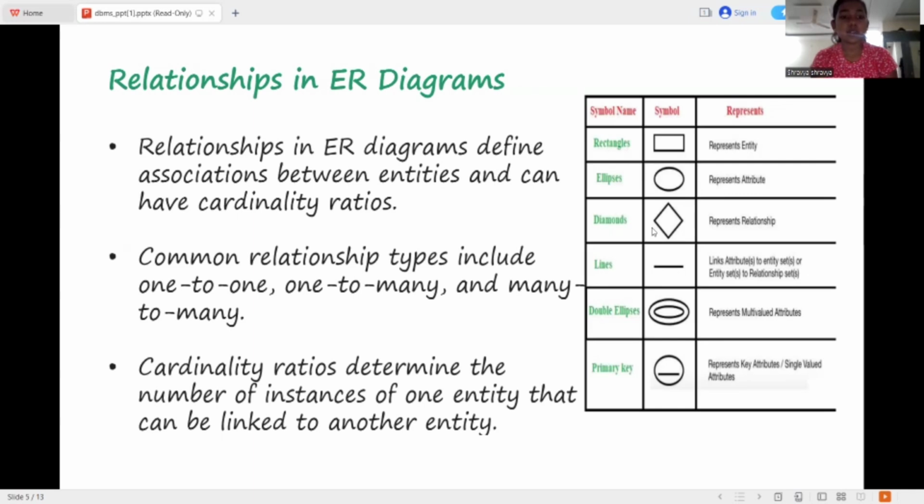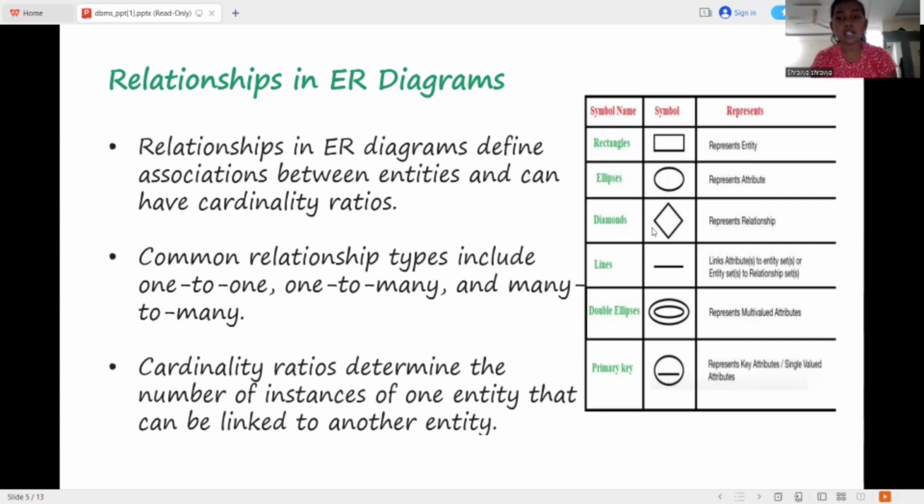Relationships in ER diagrams define associations between entities and can have cardinality ratios. Common relationship types include one-to-one, one-to-many, and many-to-many. Cardinality ratios determine the number of instances of one entity that can be linked to another entity.